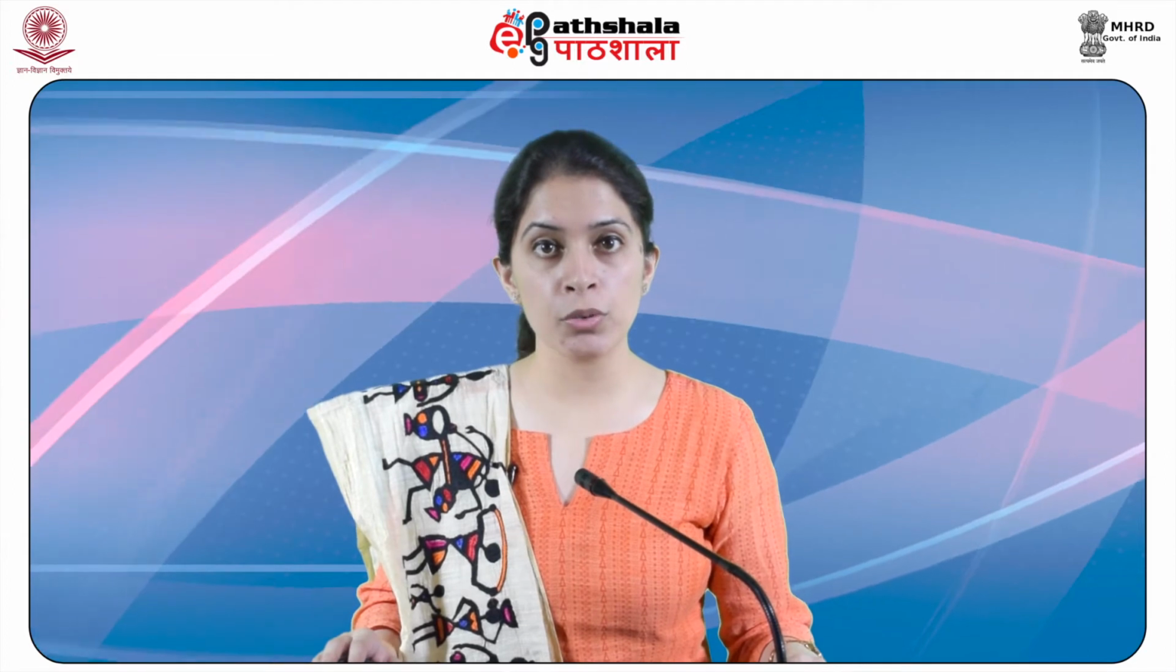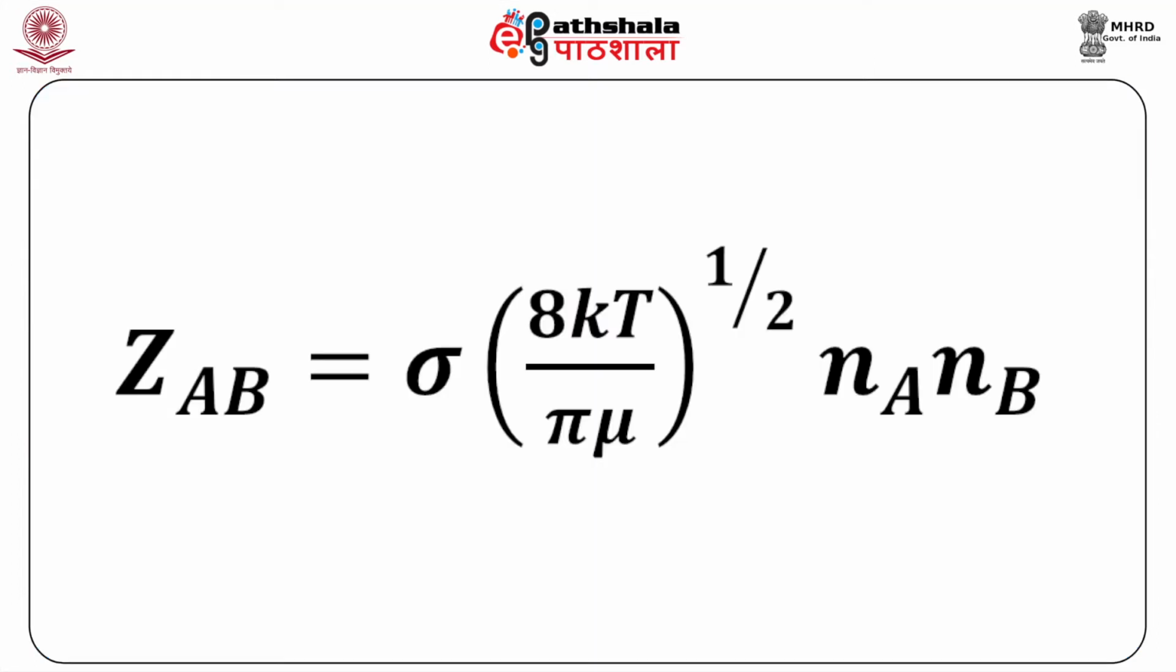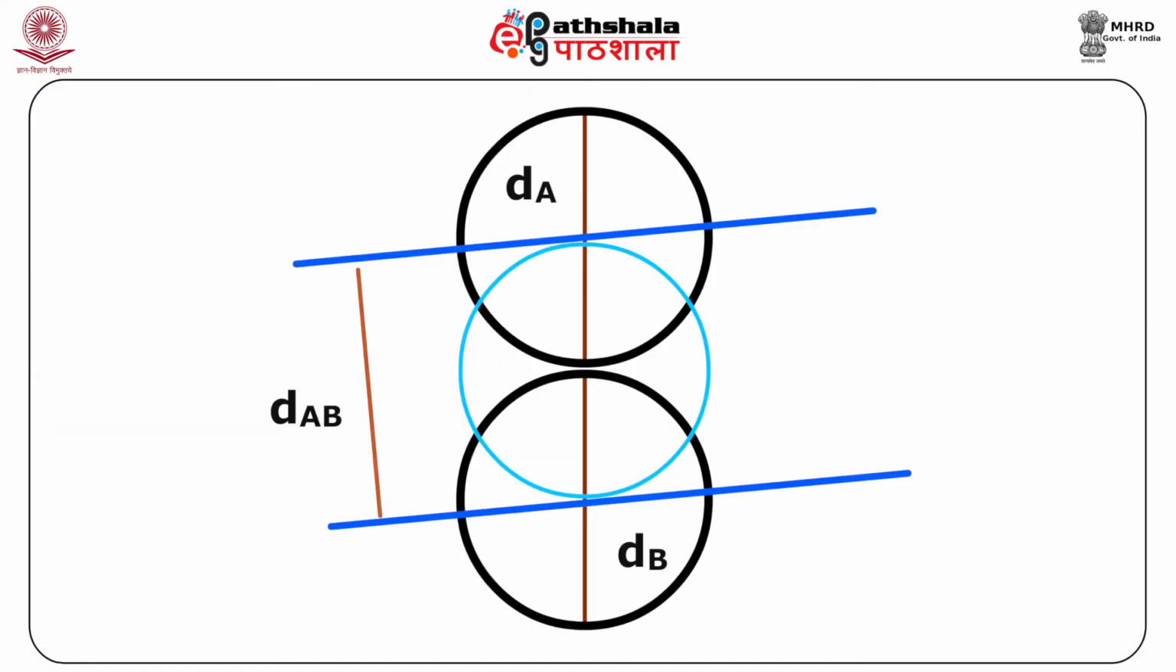The number of collisions per unit volume per unit time in such reactions is given by the expression ZAB equals sigma under root 8kT by pi mu into NA NB, where sigma is the collision cross section and it represents the closeness of approach for the molecular collisions. Sigma is given as pi dAB square, where dAB is taken as the average of the diameters of the reactant molecules A and B respectively. Now this collision cross section of two molecules can be regarded as the area within which molecule A hits molecule B for collision to occur. The radius of contact of molecules A and B is given by dAB, which is the average that we have taken of the diameters of A and B.